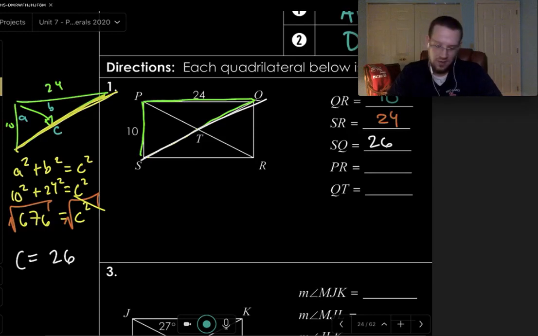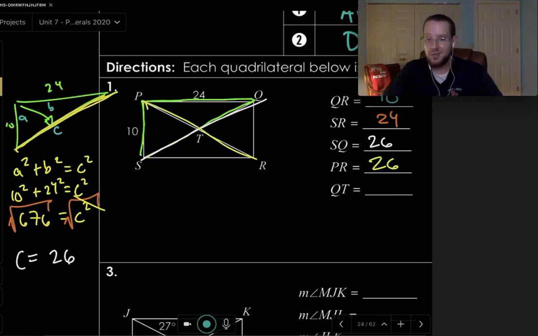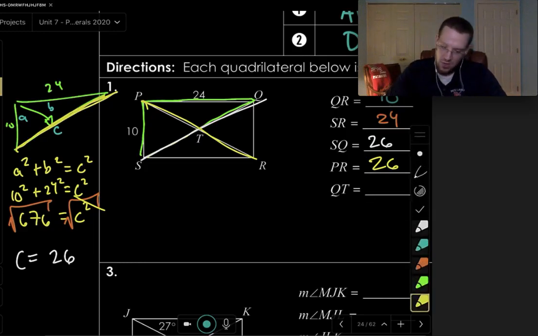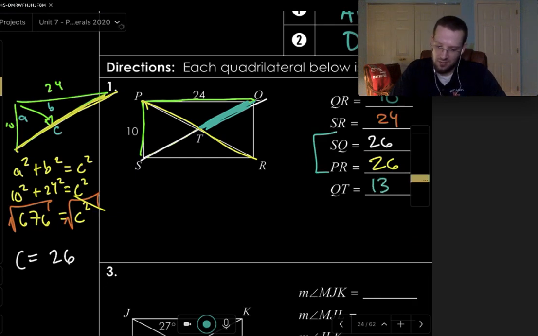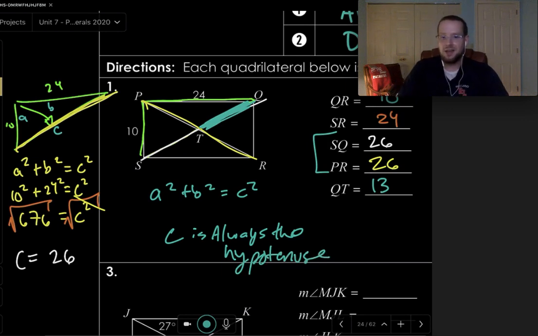That's what SQ is. And SQ is a diagonal. And guess what else is a diagonal? PR. So PR then is also 26 because, like we saw up above, the diagonals are the same measure. And finally, we have QT, which is half of our diagonal, which we found to be 26. So half of 26 is 13. Again, A squared plus B squared is equal to C squared. C squared is always the hypotenuse.